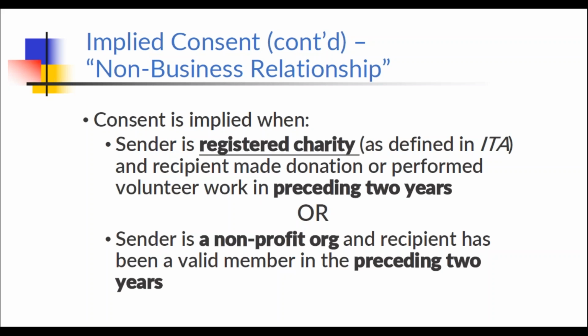What about nonprofits? Nonprofits also have a non-business relationship implied consent. What CASL says is the nonprofit organization has implied consent to send emails to anyone who was a valid member of that organization in the 2 years before they sent that CEM. So again, you click send. The recipient must have been a member of yours in the 2 years before you click send. Now that's good, right?